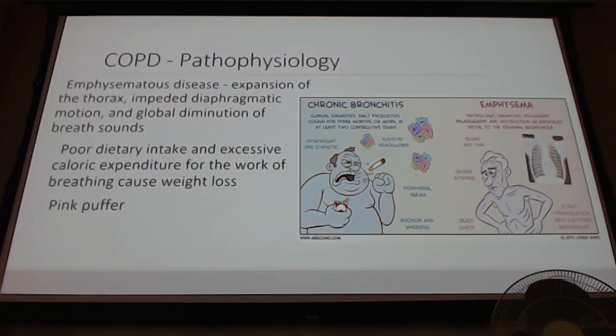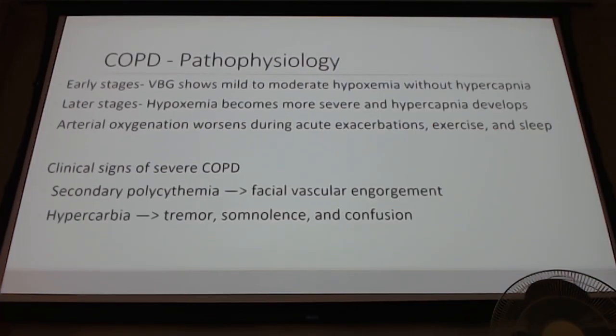The reason that the patients are skinny is because they just have poor dietary intake, and they have the increase in their respirations into tachypnea, so it increases their caloric expenditure, and that's how we get that pink puffer. Not really super useful in clinical practice. Most of them are that chronic bronchitis type picture.